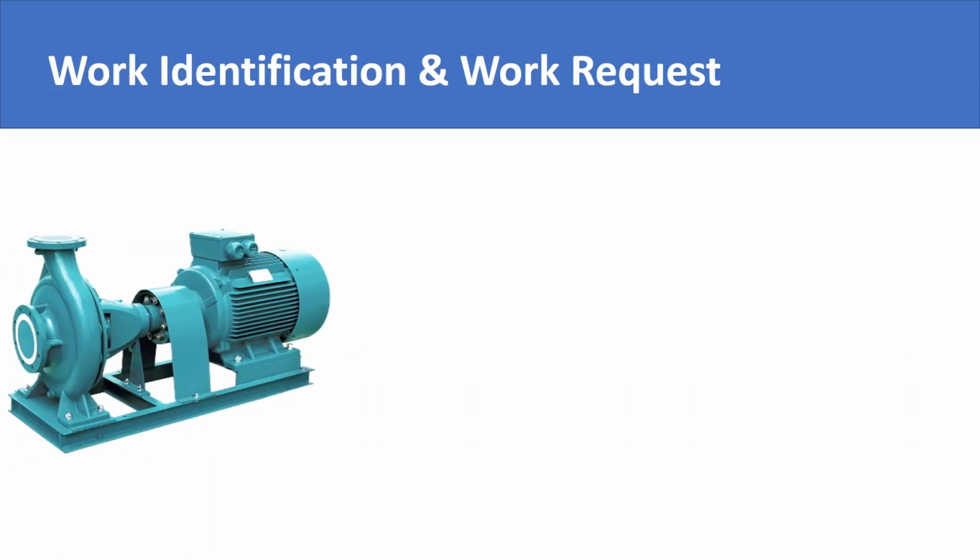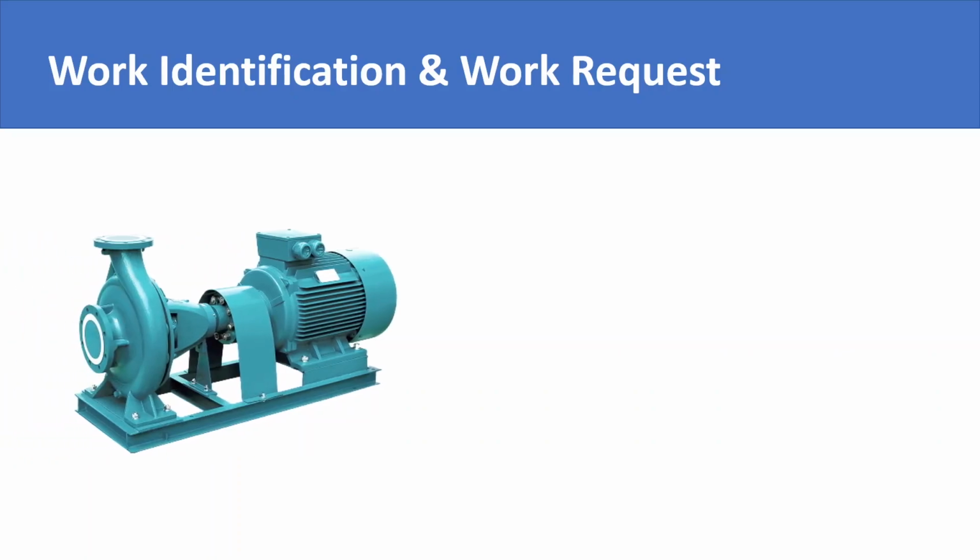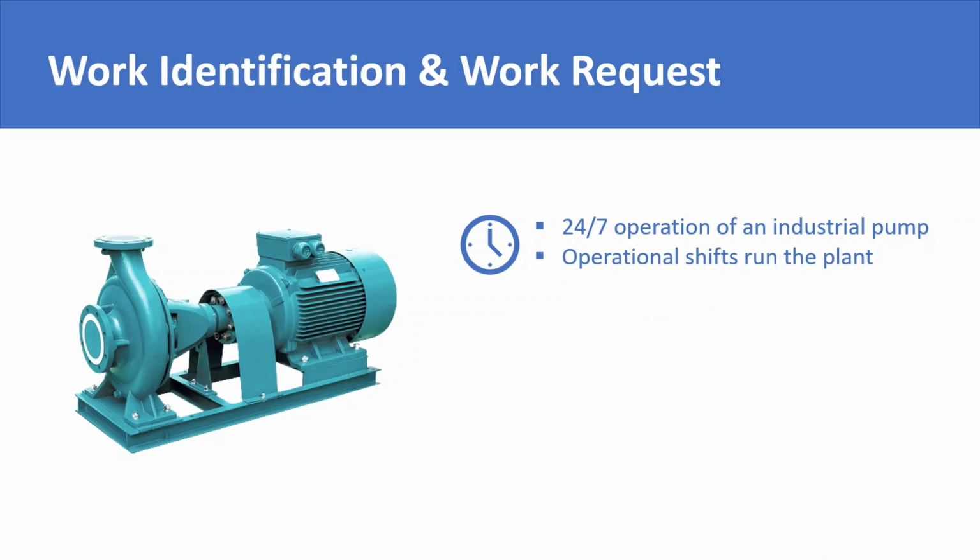Let's take an example of a plant where a pumping system is installed in a process. The pump works 24/7 and the operations team works in shifts to keep the plant running. Let's say that the pump develops a leakage, it will be identified by an operator. For example, an operator may find the leakage in a daily inspection activity.